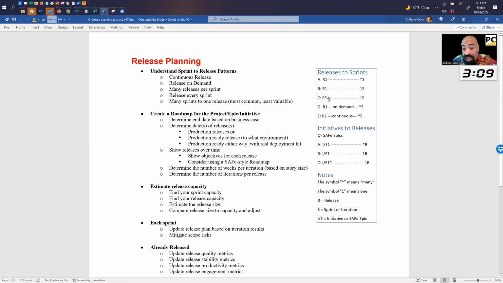Speaking of which, here you have many releases to one sprint. There's a legend down here. The star means many. So many releases per sprint. That's C here, the Amazon kind of way. So we got A, we got B. Notice that we're getting into more and more releases as we go.